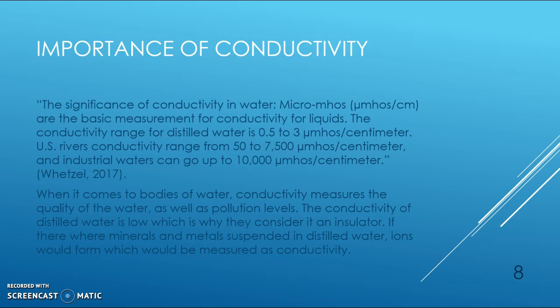Importance of conductivity. The significance of conductivity in water. Micromhos are the basic measurement for conductivity for liquids. The conductivity range for distilled water is 0.5 to 3 micromhos per centimeter. U.S. rivers' conductivity ranges from 50 to 7,500 micromhos per centimeter, and industrial waters can go from 10,000 micromhos per centimeter.